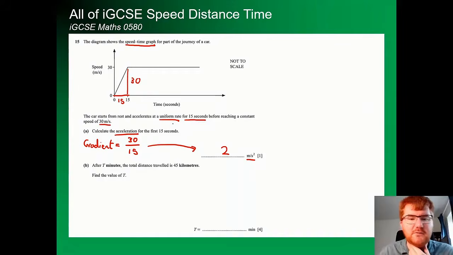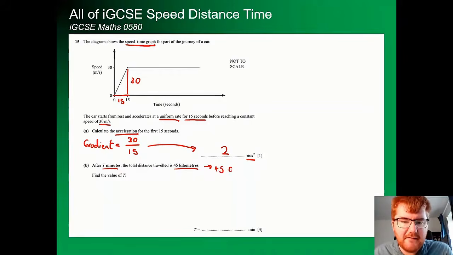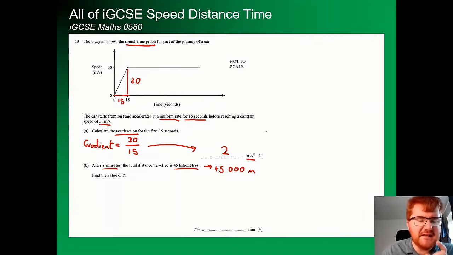And I like this next question. It's really getting you thinking about what's going on here. After t minutes, and they bold letters for a reason here, so we're working now in minutes, the total distance traveled is 45 kilometers. Also very, very important, and we want to find the value of t. Well, the first thing to realize here is 45 kilometers, that's the same as 45,000 meters. So we're going to come to that in a moment.